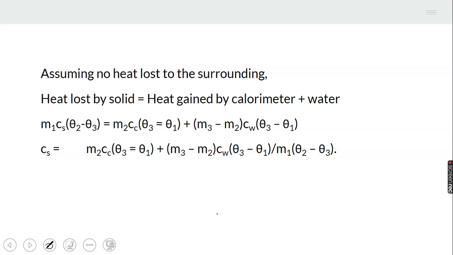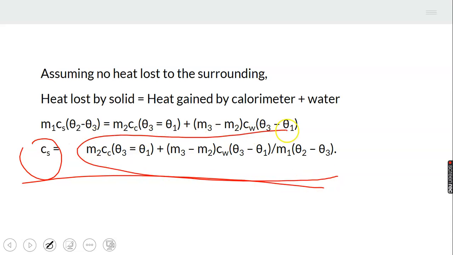So we just simply say, heat lost by the solid, that is the metal block, is equal to the heat gained by the calorimeter and the water. So you equate all the terms. From there, we can make Cs, which is the specific capacity of the solid, the subject, so you have the equation and get this formula. I think you understand that.